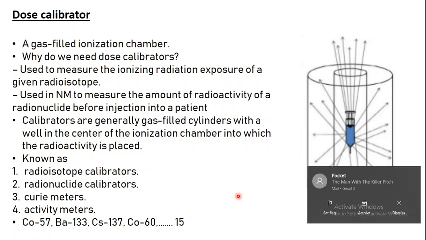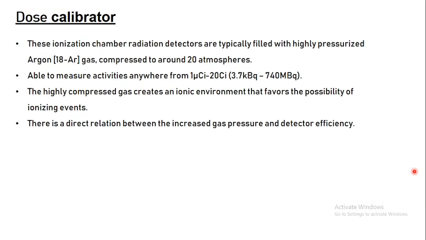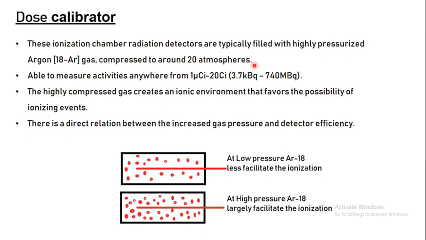So next is the dose calibrator again. These ionizing chamber radiation detectors are typically filled with highly pressurized argon gas, compressed up to around 50 atmospheres. It is very important to know how we use gas at very high pressure in these gas-filled detectors, which are actually used as a dose calibrator.